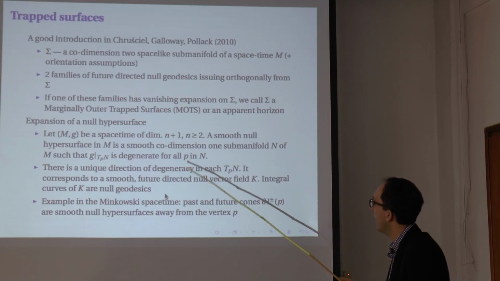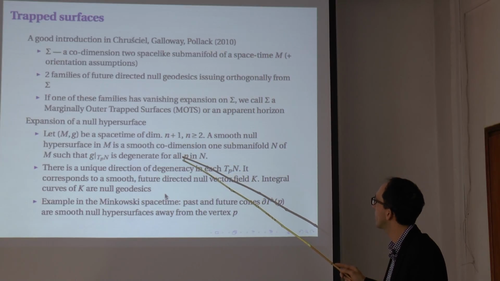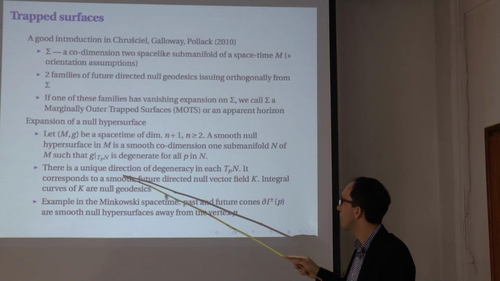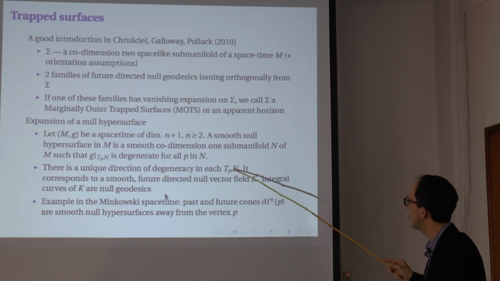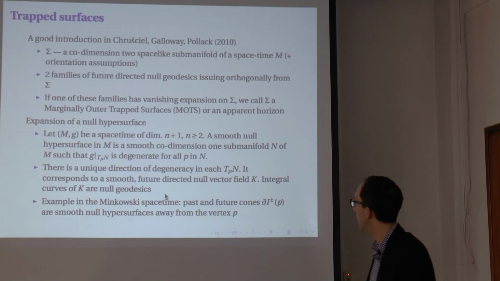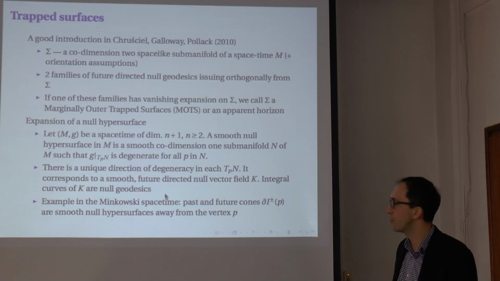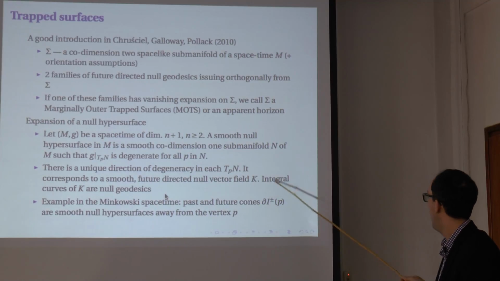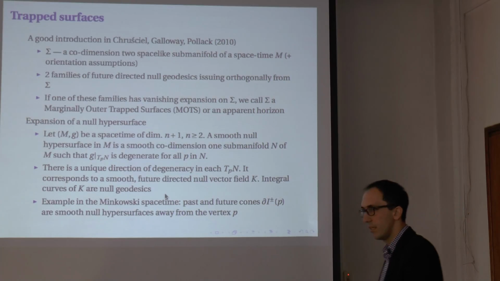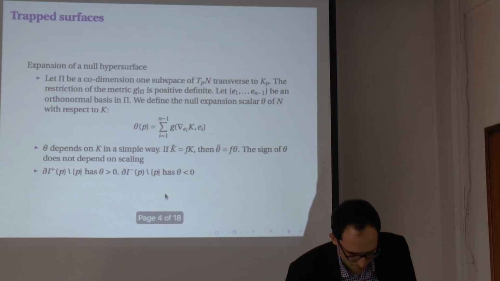Now, it follows from the assumption on the signature of the Lorentzian metric that there will be a unique direction of degeneracy in each tangent space to that null hypersurface, and it will correspond to some smooth future directed null vector field, which we'll call K. It's also worth noticing that the integral curves of K are null geodesics. So this is very simple.